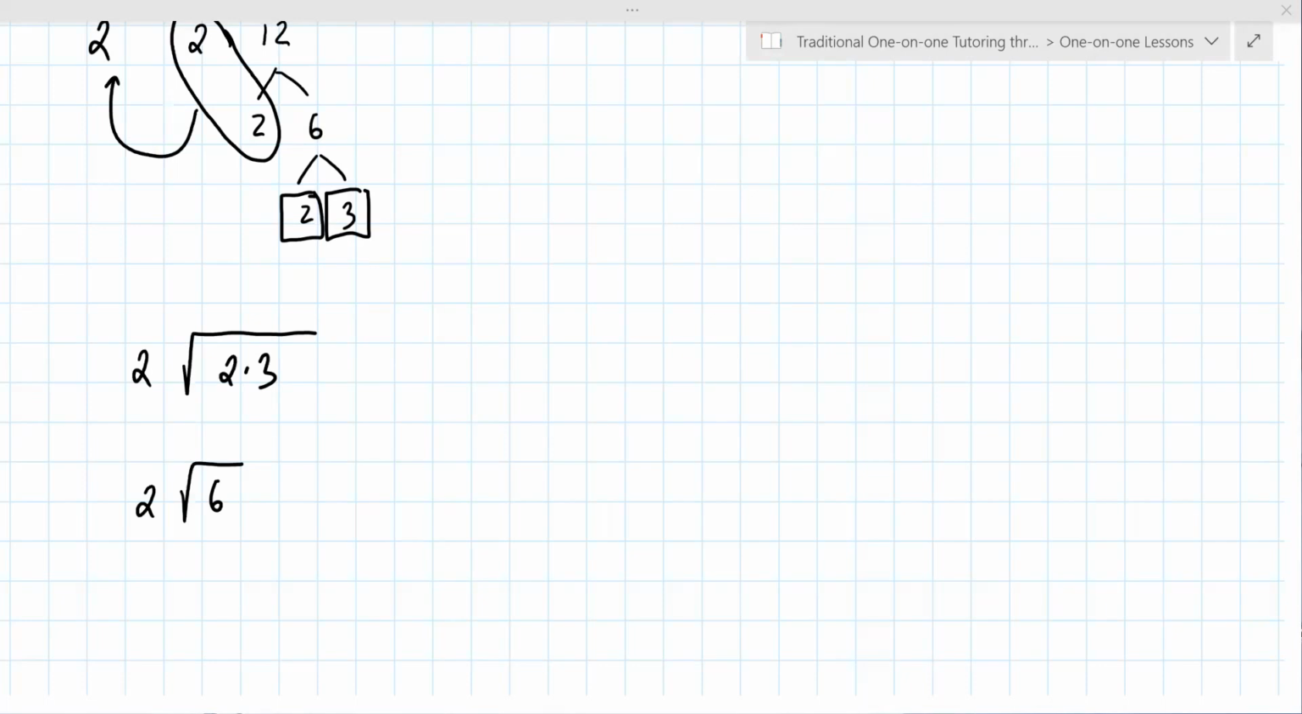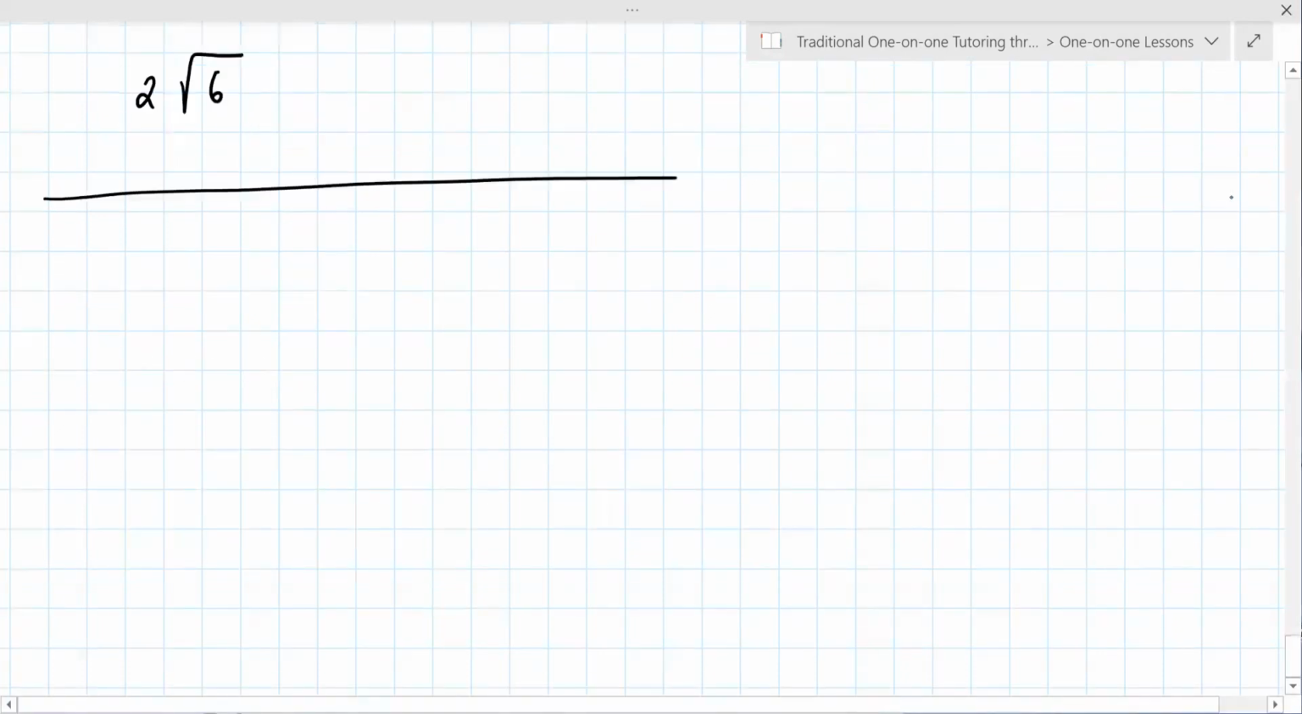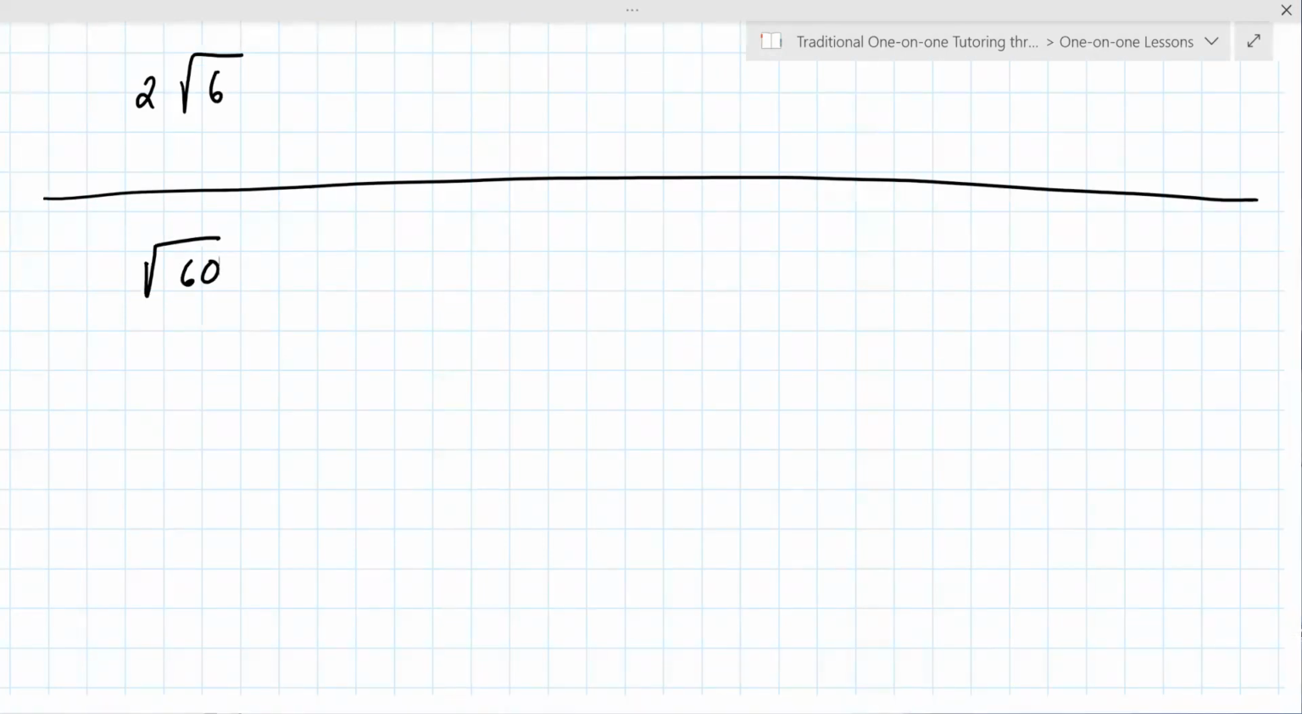So let's try one more here. This will probably be our last question for today. Square root of 60. Why don't you give that a try, please? And I definitely recommend you build your factor tree. Outside 2, inside 15.